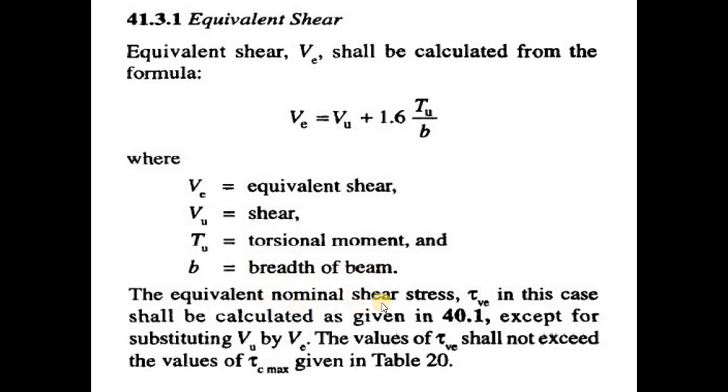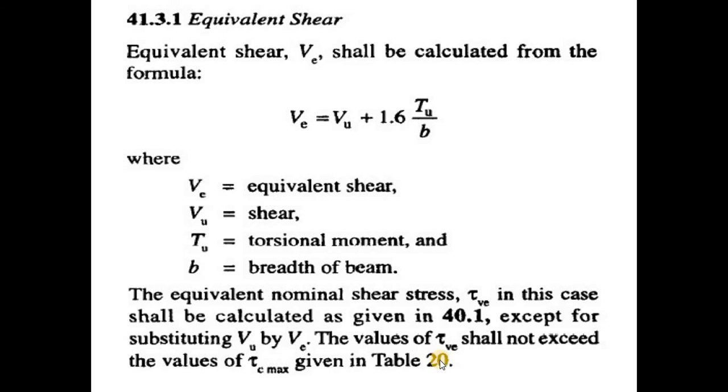The equivalent nominal shear stress, that is tau VE, shall be calculated. After calculating VE, we have to calculate the normal shear stress which is going to be induced, that is tau VE. It shall be calculated as given in table number 40.1, the regular one, except for substituting VU by VE. So we have to consider VE for calculating tau VE using clause 40.1. The values of tau VE shall not exceed the values of tau C max given in table number 20.